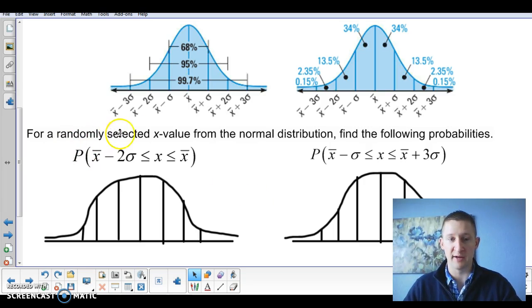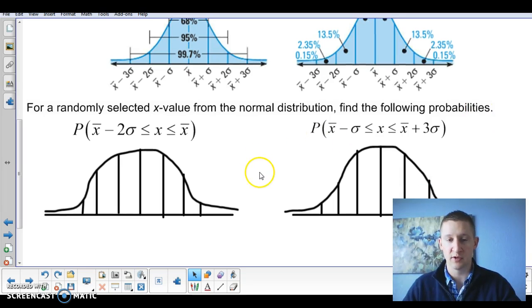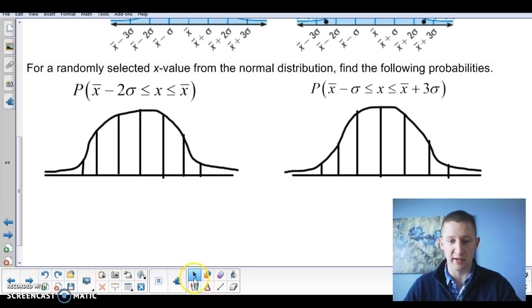So for a randomly selected x value from a normal distribution, find the following probabilities. So what's the probability, that's what P is, that x, some particular data point, is in this region, in between 2 less than the mean to the mean. Now, I've drawn a bell curve here, and I'd suggest you take a moment and do the same. Just draw a quick bell curve, cut it up into regions. It doesn't have to be perfect, but at least that way I can label a couple things.